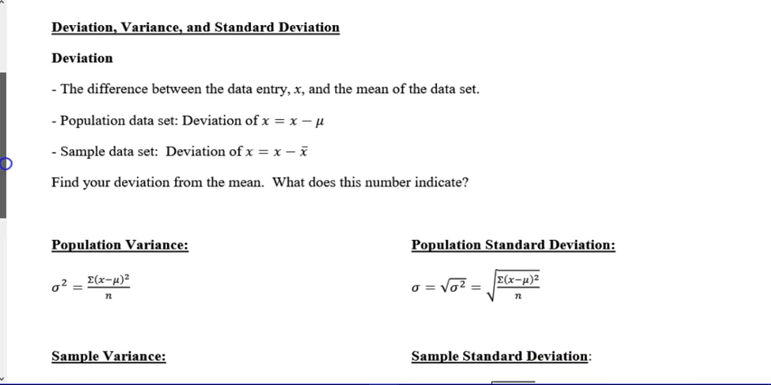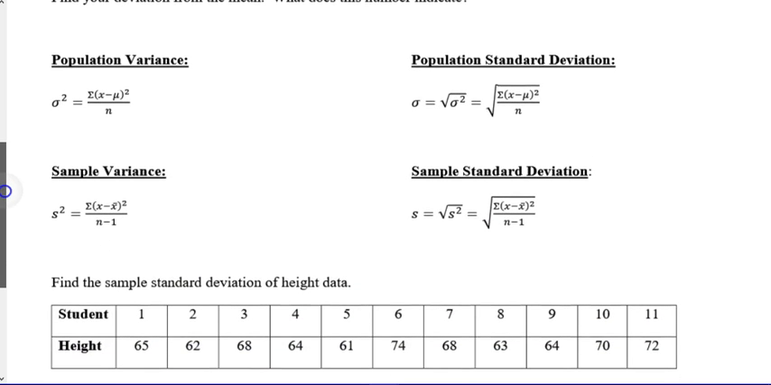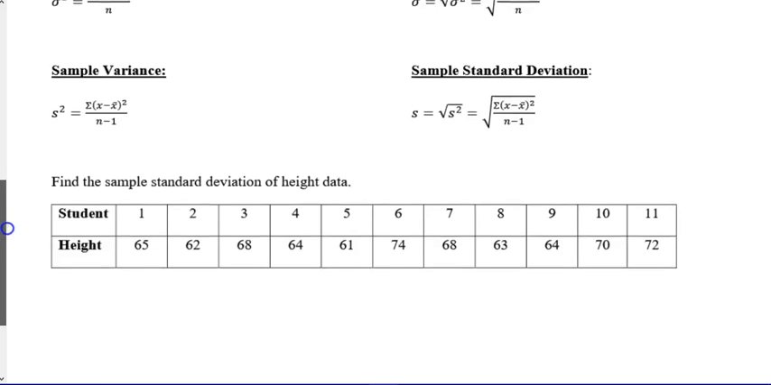Now, deviation, variance, and standard deviation. Deviation is the difference between the data entry and the mean. Okay? Population data set, if you look at the population, the deviation of x is x minus that funky u we talked about. And the sample data set is x minus x bar, which is the average. Find your deviation from the mean. What does this number indicate? So here are all the actual formulas for how to do it by hand.